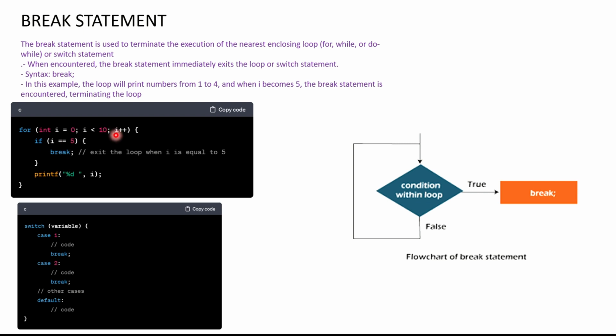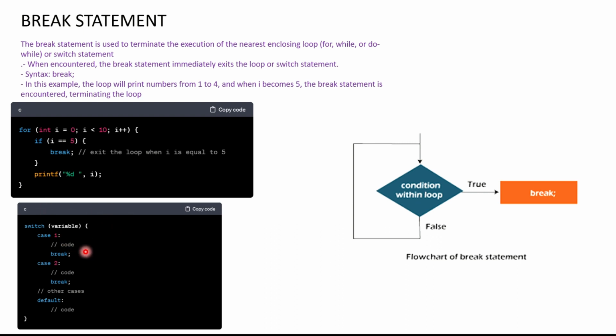So the output of this program is going to be 1 to 4. In this example, this loop is going to print the numbers from 1 to 4. But when i is equal to 5, the break statement is encountered, which terminates the entire loop. Therefore, the values 5 and above are not going to get printed, and the output of this program is the numbers from 1 to 4. This is how a break statement exactly works.